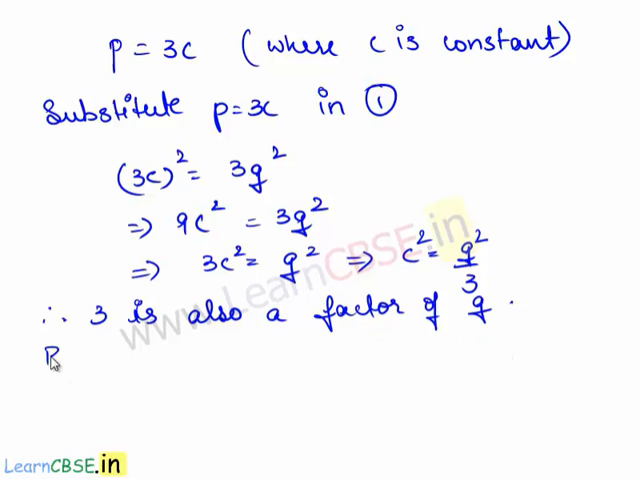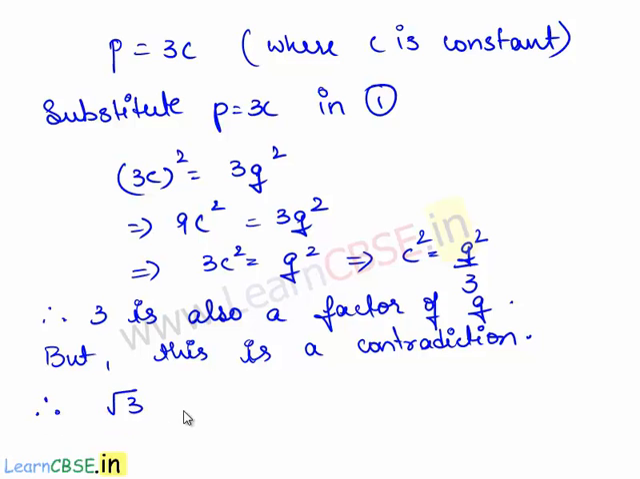But this is a contradiction, because we have assumed in the beginning that p and q are two integers and also co-primes. The obtained contradiction is due to our wrong assumption that root 3 is a rational number. Therefore root 3 is an irrational number.